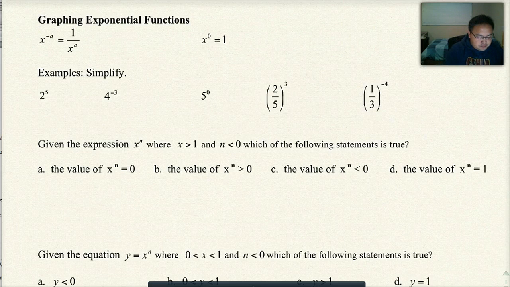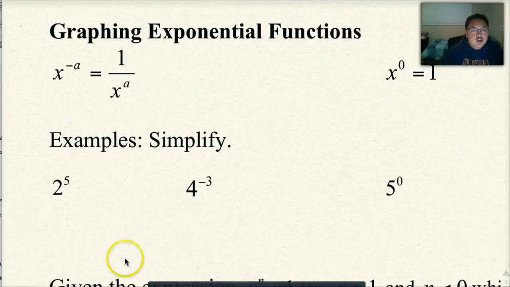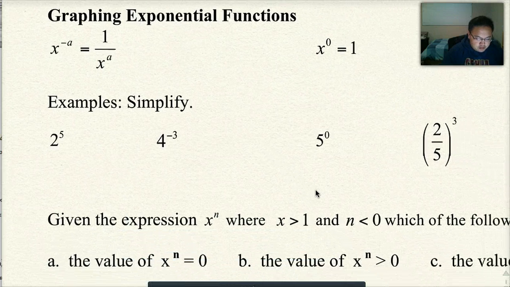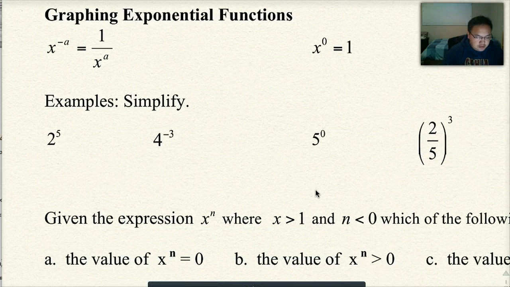So first of all, you should remember that a negative exponent means the same thing as 1 over the positive exponent. And you should also know that anything to the 0 power is equal to 1. So here are some examples, just to review how exponential functions work. You should know that 2 to the 5th power is 2 times 2 times 2 times 2 times 2, and when you do all that, you get 32.